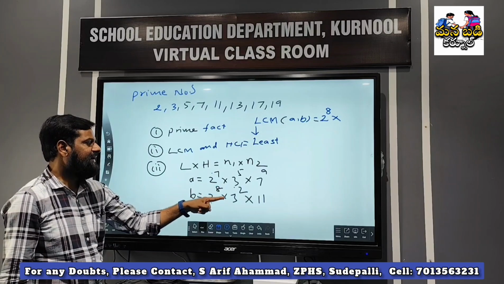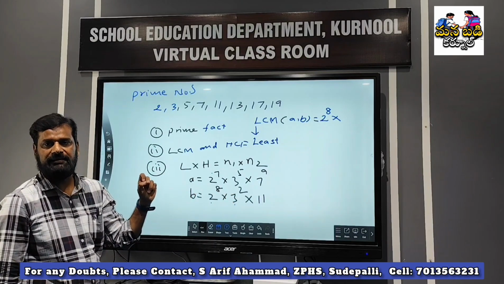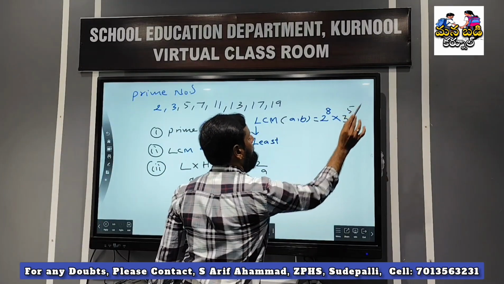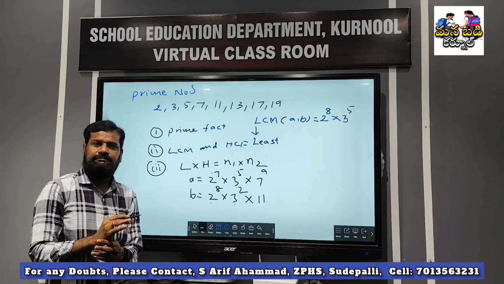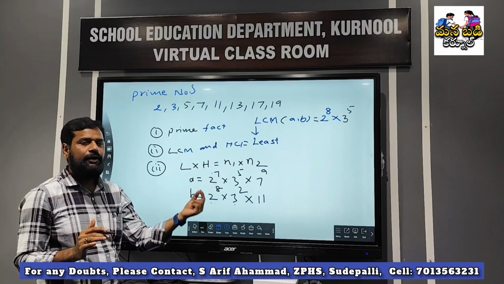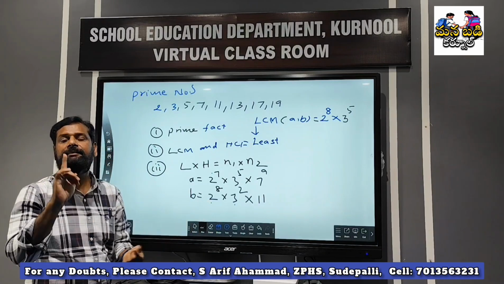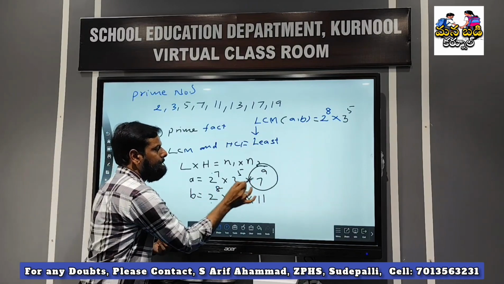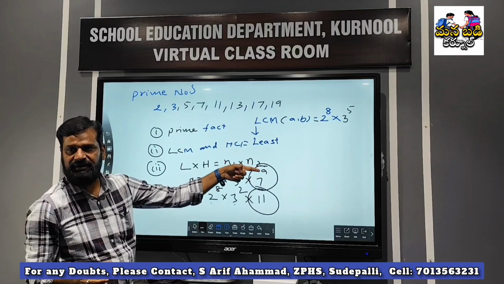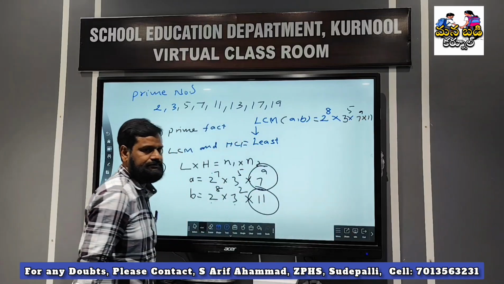Next, here base 3, here also base 3. Here power 5, here 3 power 2, 3 square. Which is greater? Obviously 5. That's all? No. LCM of 2 given numbers is the product of highest powers of common bases and the remaining terms. These 2 are remaining. Here we don't know power of 7, here we don't know power of 11. Those terms also you have to write here, into 7 power 9 into 11.